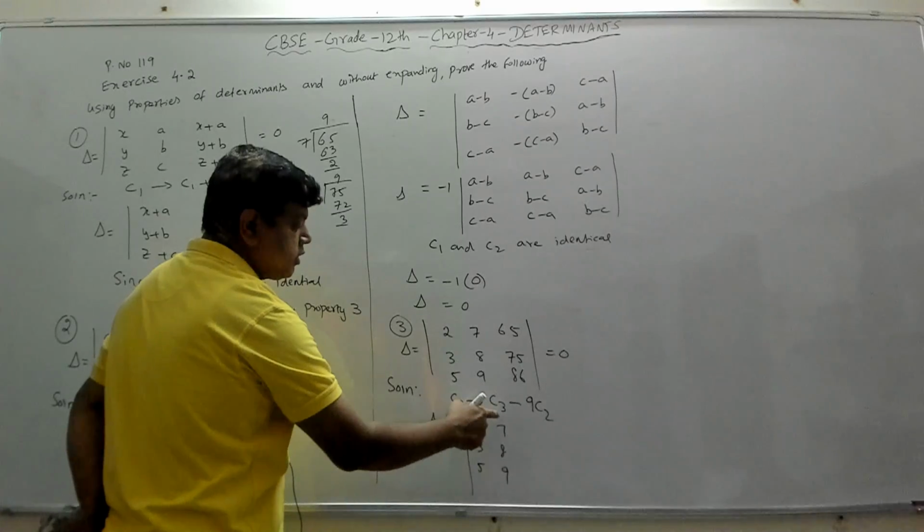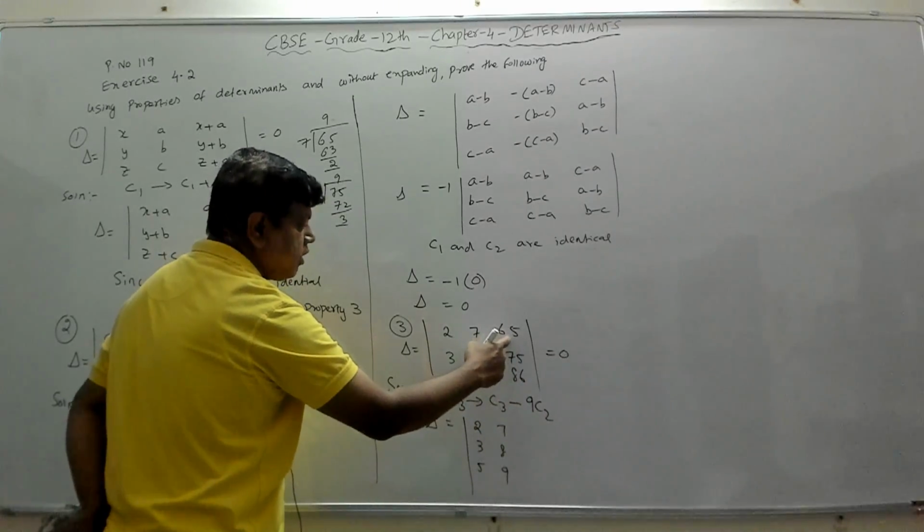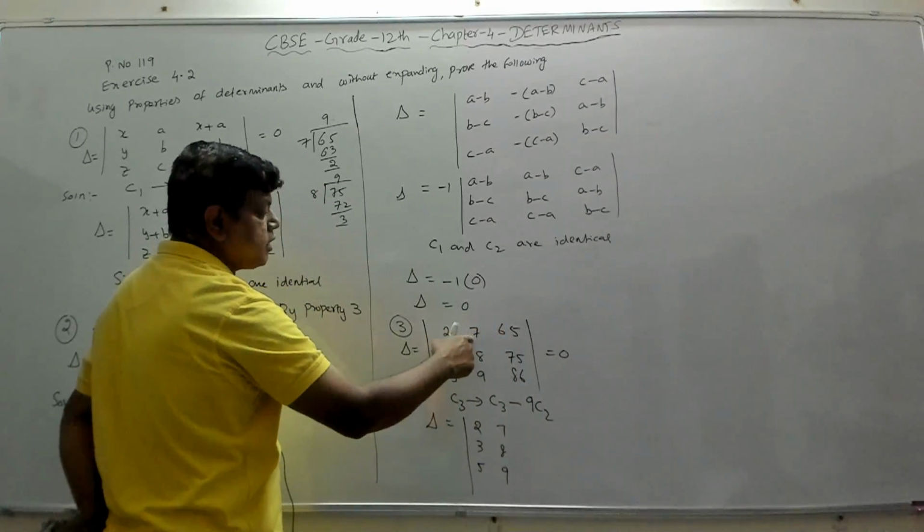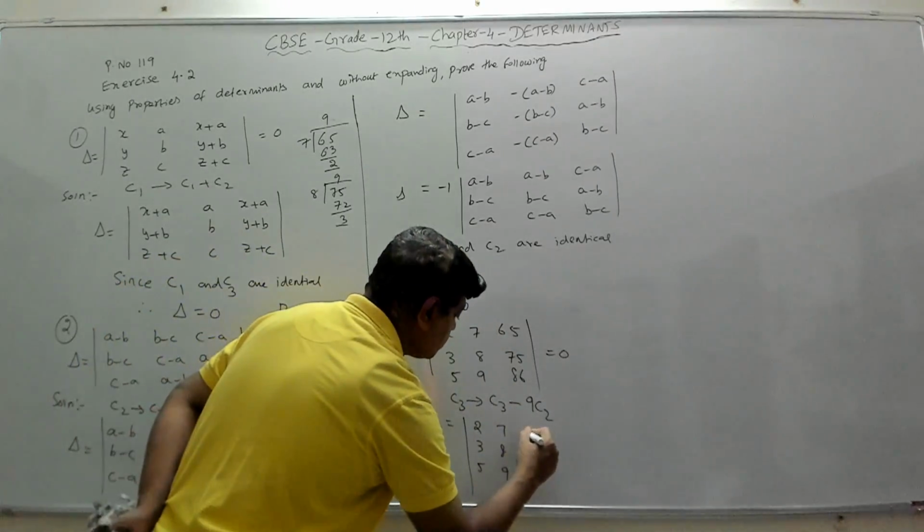C1 and C2 no change. C3 is C3 minus 9 times C2. So 65 minus 9 times 7 is 63. So 65 minus 63 is 2.